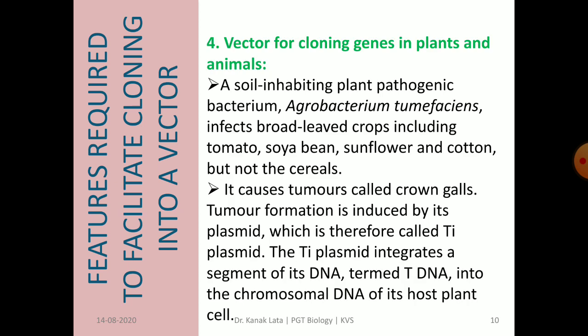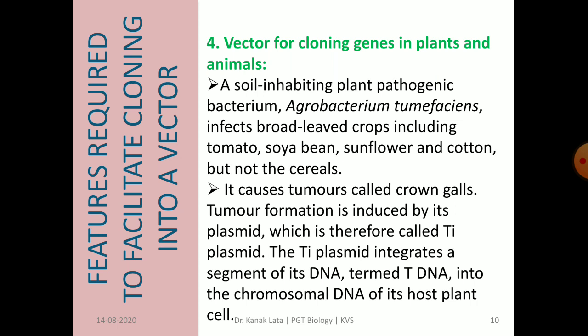Another important feature of cloning vector is vector for cloning genes in plants and animals. There is one soil inhabiting plant pathogen, a bacterium called Agrobacterium tumefaciens. This bacterium infects broadleaf crops like tomato, soybean, sunflower and cotton, but it does not affect the cereal crops. When this bacterium infects these crops, it causes tumors, and that is called crown galls.